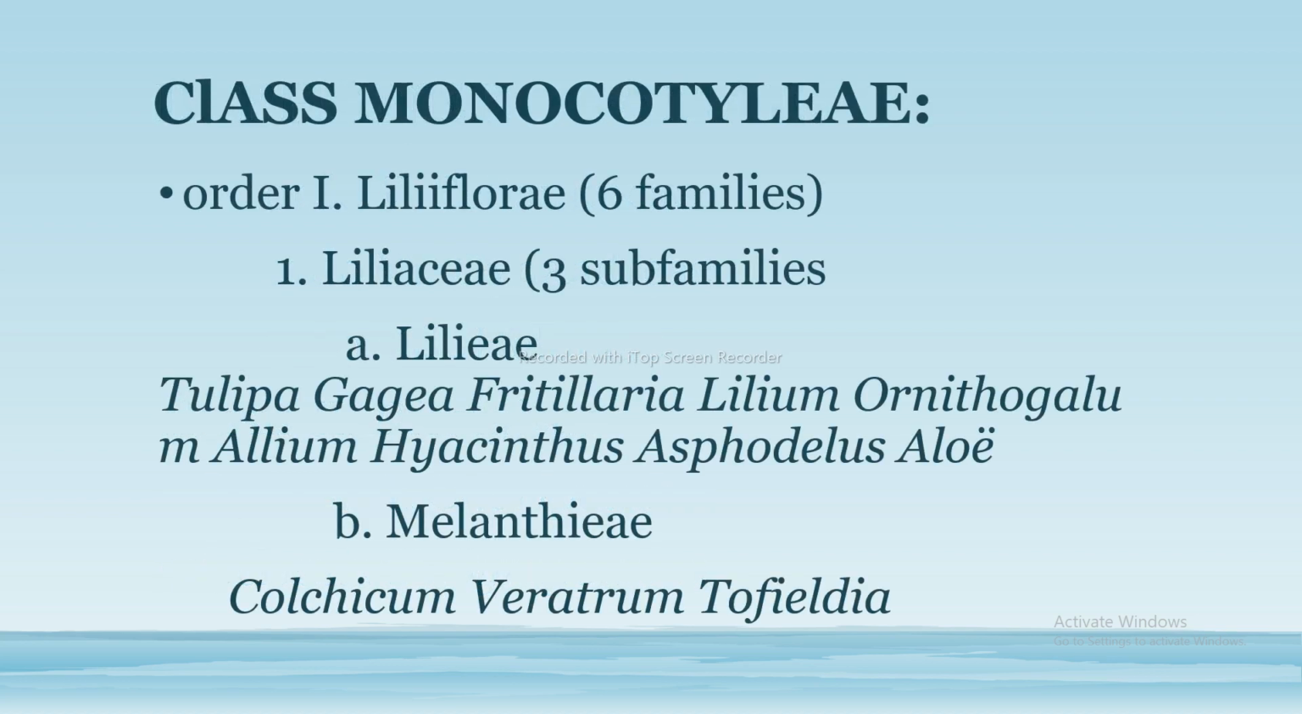Next, I am going to discuss the class Monocotyledons. In Monocotyledons, order 1 is Liliflorae, which includes about 6 families. Liliflorae has subfamilies. First is Liliaceae, which is further divided into Lilieae, Tulipa, Gagea, Fritillaria, Lilium, Ornithogalum, Allium, Hyacinthus, Asphodelus, Aloe. Second is Melanthieae: Colchicum, Veratrum, Tofieldia.